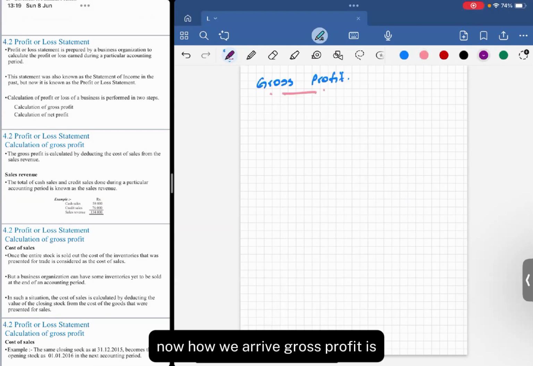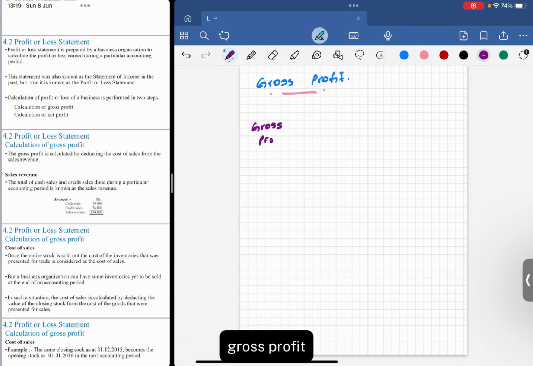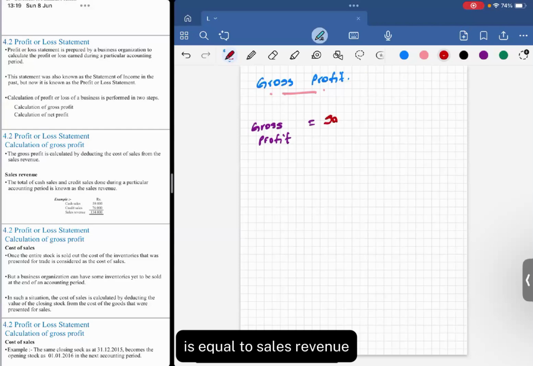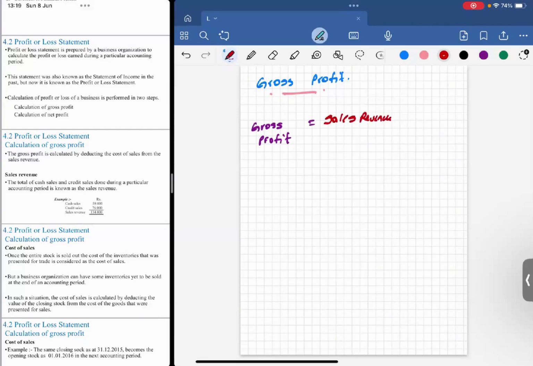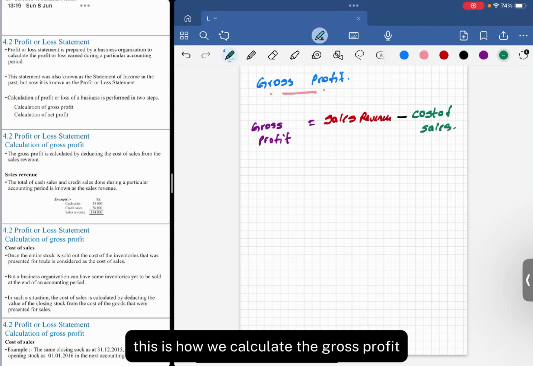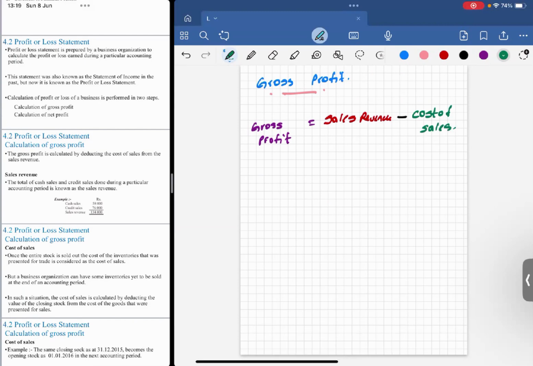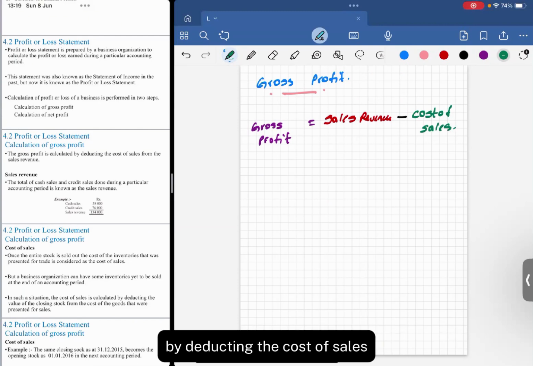Now, how we arrive at gross profit: gross profit is equal to sales revenue minus cost of sales. This is how we calculate the gross profit. Sales revenue minus the cost of sales. The gross profit is calculated by deducting the cost of sales from the sales revenue.